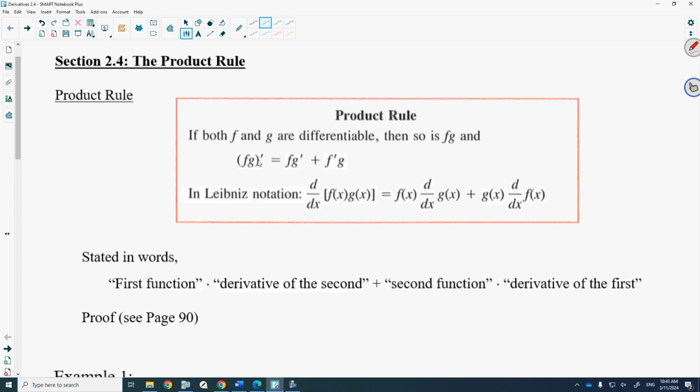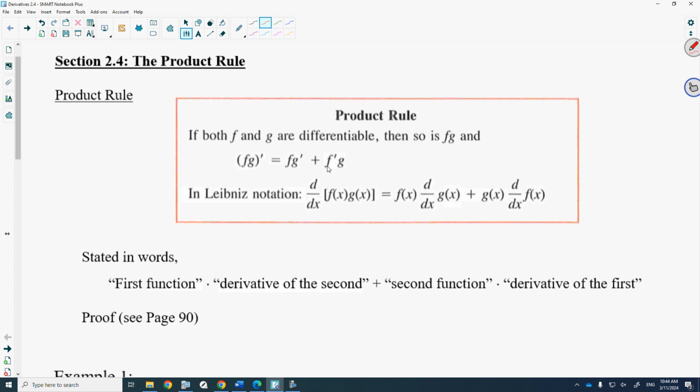So if we have two polynomial functions, f times g, and we want to take the derivative of f times g, it's going to be equal to the first function, which would be f, times the derivative of the second function plus the derivative of the first function times the second function.